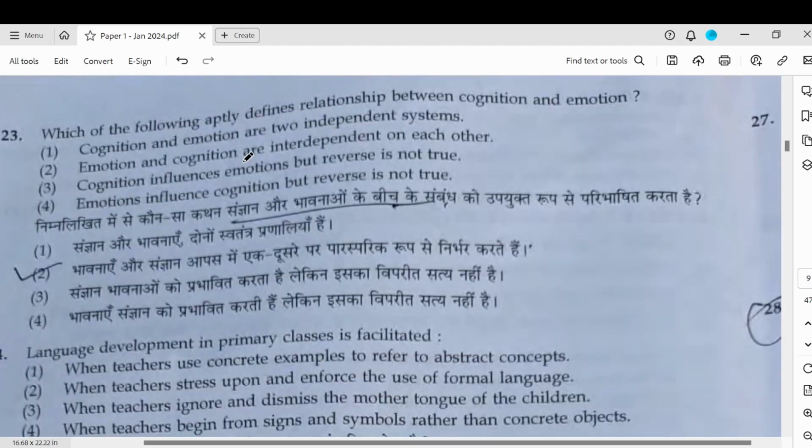disability is functional. Which of the following aptly defines the relationship between cognition and emotion? They are interdependent. That would be the only answer. They are not independent. They both depend on each other.